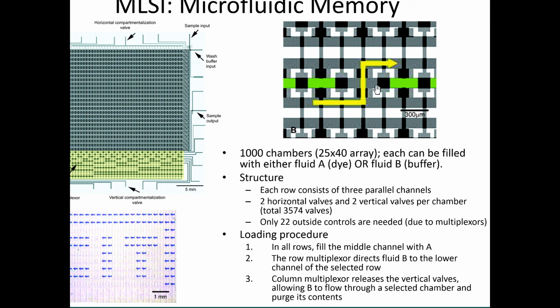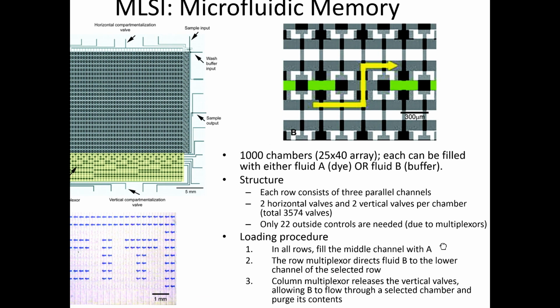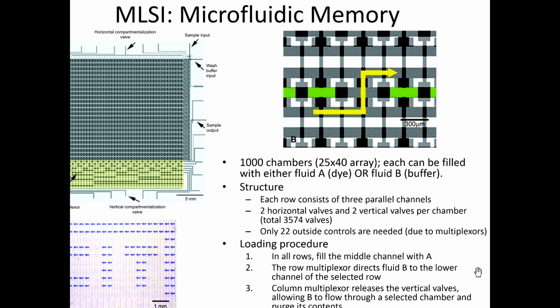Okay, so this is one row segment of your microfluidic memory device. You can see that there are some vertical valves, and then there are some horizontal ones. So there are 2 horizontal valves and 2 vertical valves per chamber. So the loading procedure looks something like this. In all the rows, you fill the middle channel with A. The middle channel would be this one here.